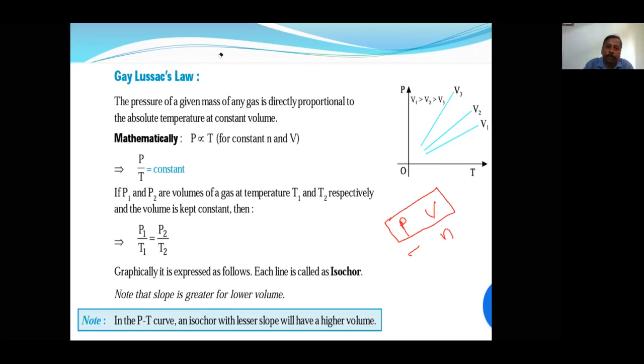Pressure, volume, and temperature. This red color will show Boyle's law. Now let me take blue color. Blue color will show Charles' law. This blue color is about Charles' law, and this red color shows Boyle's law. Now I will take green color. Then green color will show Gay-Lussac's law, pressure and temperature. This is Gay-Lussac's law.